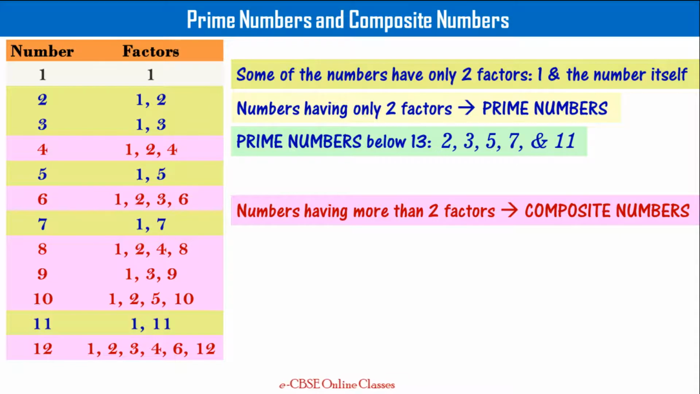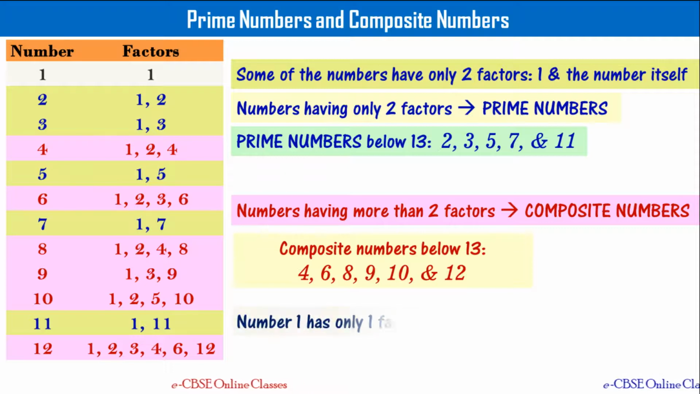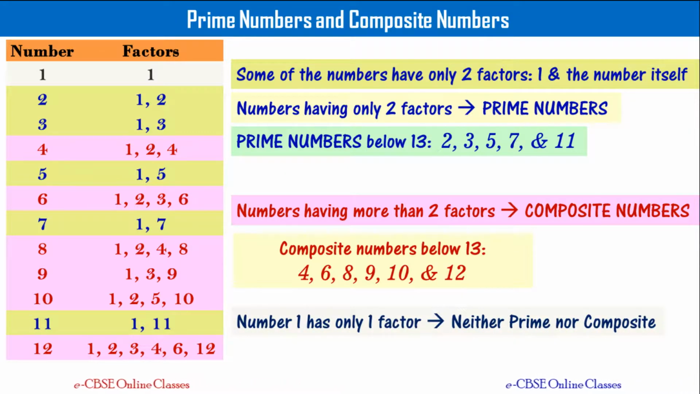The numbers that have more than two factors are called composite numbers. Please take a note of that. So we can write composite numbers below 13. Those are 4, 6, 8, 9, 10, and 12. These are the numbers that have more than two factors, right? You must have observed that 1 has only one factor. That's why we call that number neither prime nor composite. Please take a note of this. 1 is neither a prime nor a composite number.